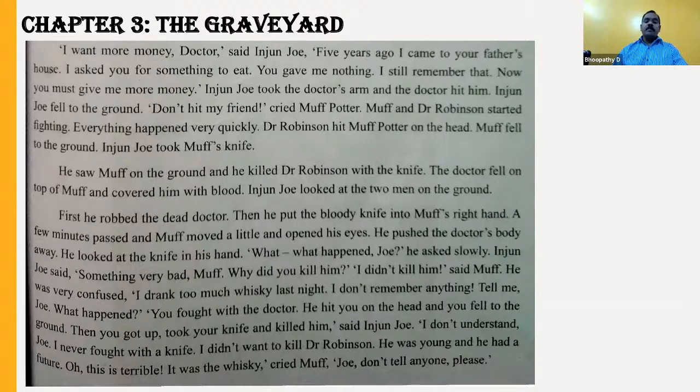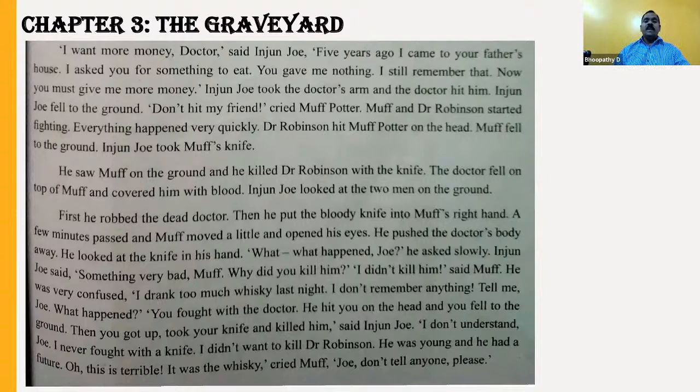A few minutes passed and Muff moved a little and opened his eyes and he woke up and he found there was a knife in his right hand and he saw there was a dead body of the doctor. Injun Joe made Muff Potter believe that Muff Potter stabbed Dr. Robinson. Muff also believed because he was in intoxication and he drank much whiskey that night. So he also believed that by mistake he killed Dr. Robinson. Now Muff Potter begged Injun Joe, the villain, not to reveal this to anyone in the town. Injun Joe also promised that he would not.